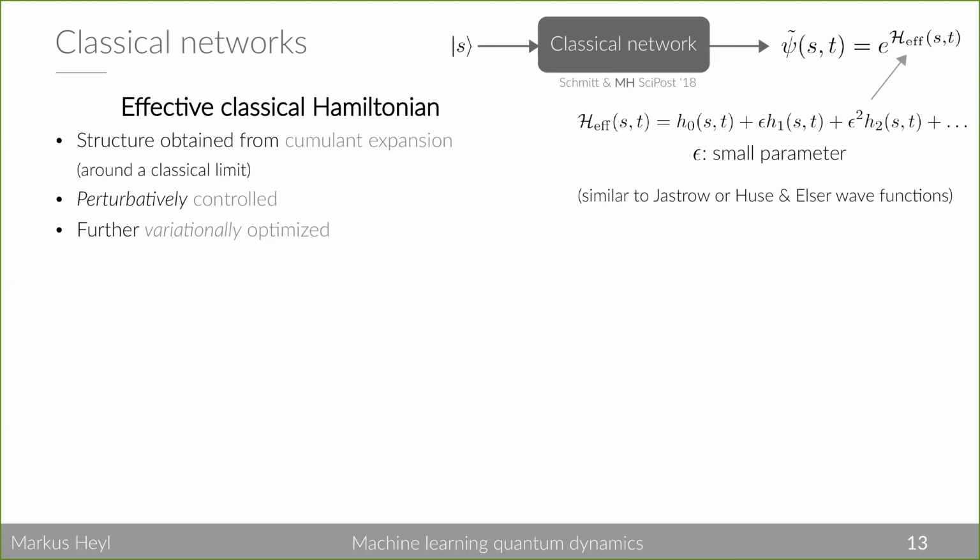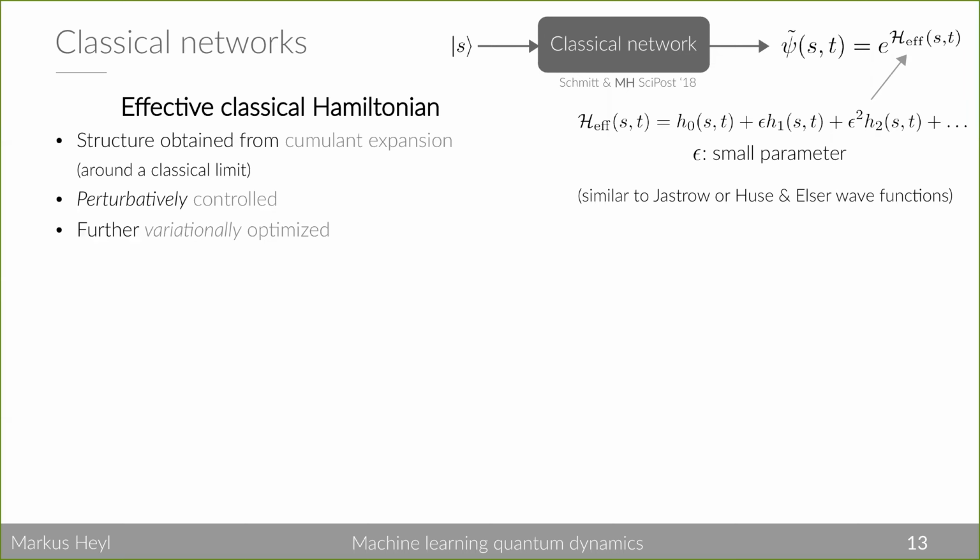What we do here is we obtain this H effective by doing some perturbatively oriented cumulant expansion, such that we expand this effective Hamiltonian in terms of some small parameter. So overall, this is a perturbatively controlled approach, which is then further, to make it a bit better, variationally optimized.